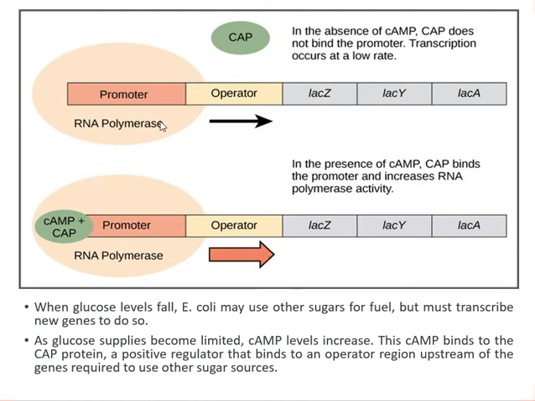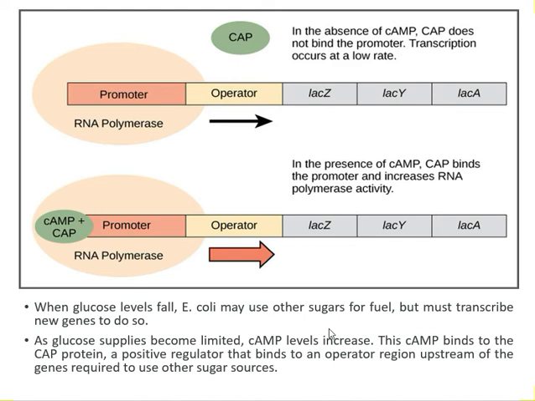So, when the glucose supplies become limited in the cell, the cellular level of a molecule rises, and the name of that molecule is cyclic AMP. When the glucose supplies become limited, this cyclic AMP will come and bind to this activator protein called CAP. This is a positive regulator. This CAP plus cyclic AMP will bind to the operator region, and it will activate the working of this lac-operon gene.